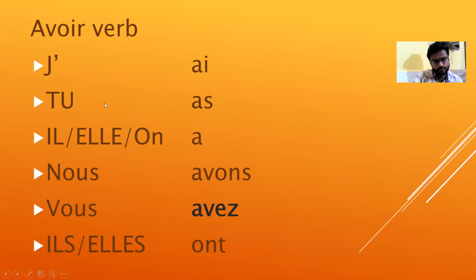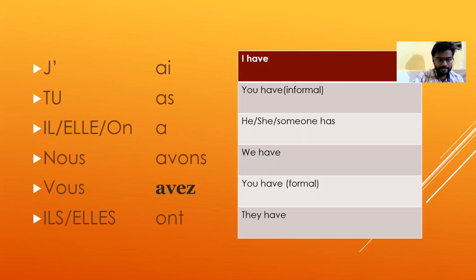Fine. If you have any doubt, just feel free to stop me. And the meaning of this avoir verb: j'ai is pronounced as j'ai. It means I have. Tu as, you have. It's an informal manner. Il a, elle a, on a: he, she, or someone has.